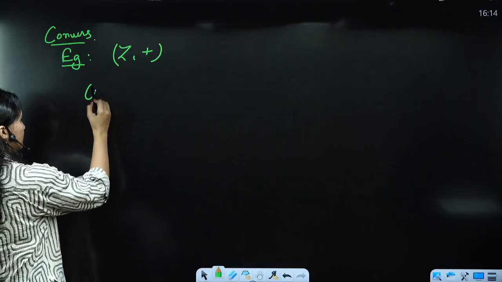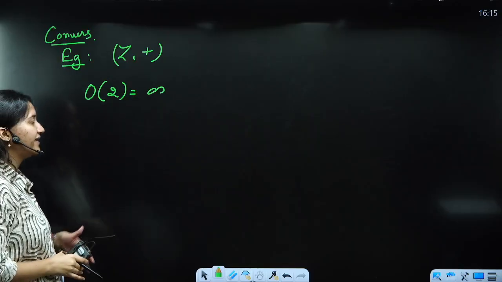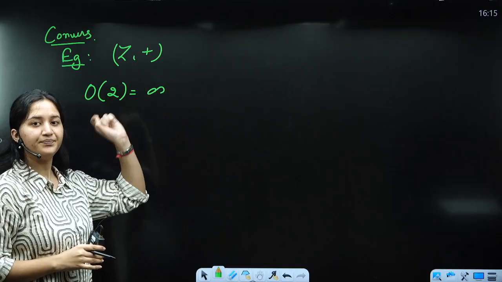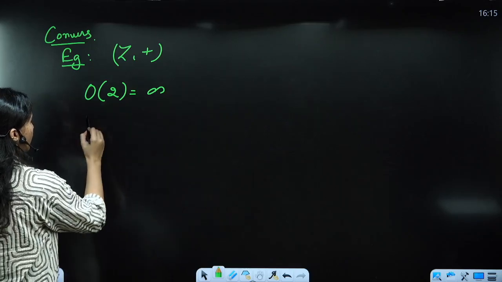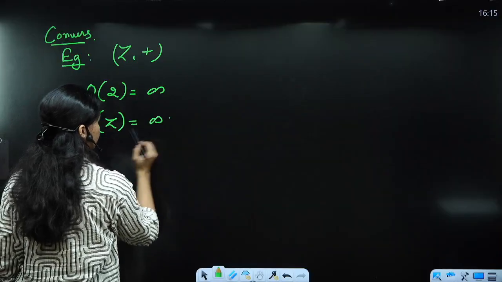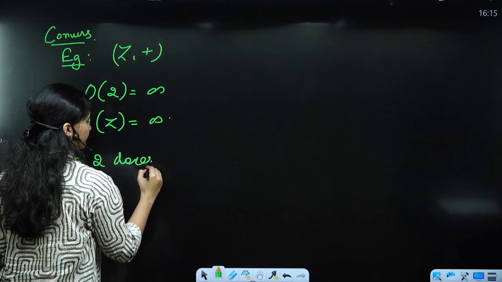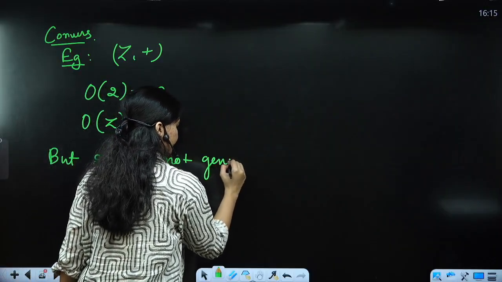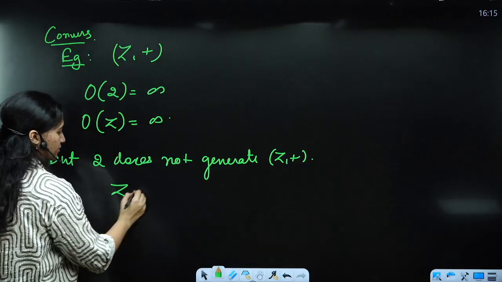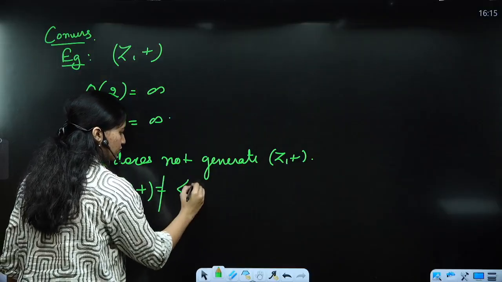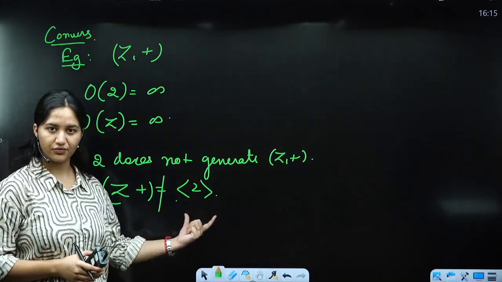If you take 2 as an element, the order is going to be infinite. Why? Because I cannot find any n for which 2 raised to the power n or n dot 2 is going to give me the identity element, that is your 0 element. Order of Z is also equal to infinity, but 2 does not generate Z plus, right? So Z आप ऐसे भी लिख सकते हो उसको, Z plus is not equal to, जब भी कोई cyclic group किसी element से generate हो रहा होता है, we write it in this form, right?